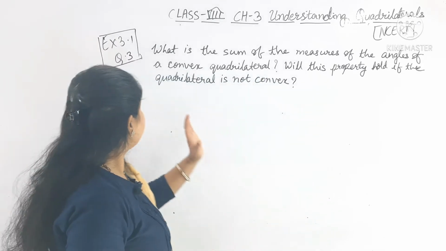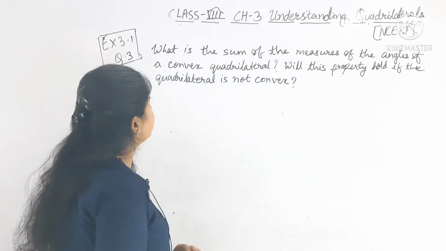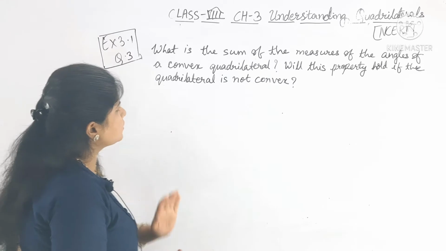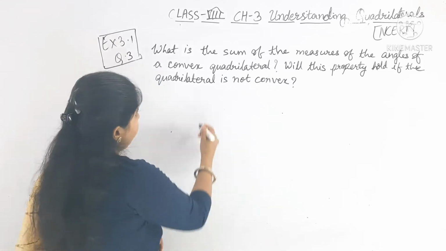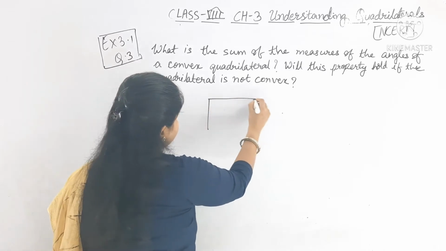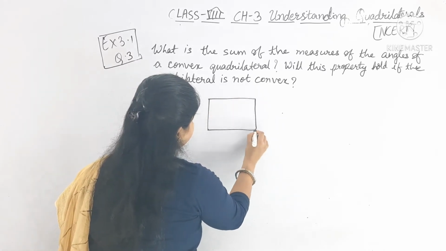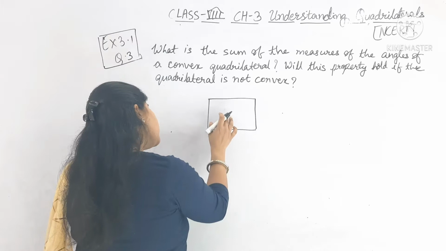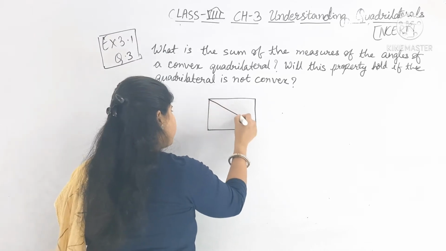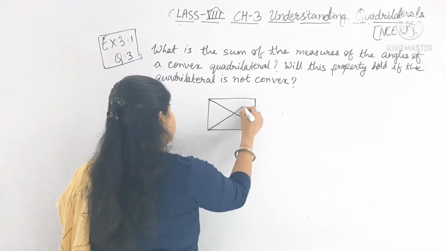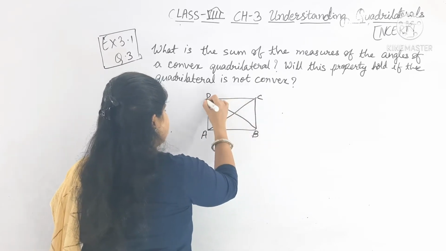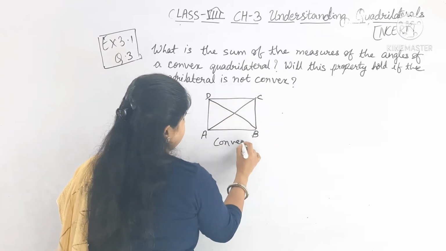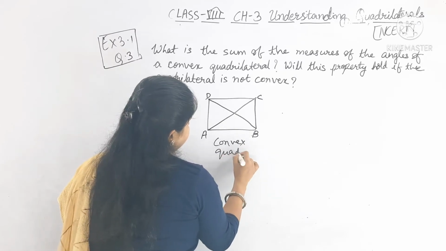Okay students, let's see question number 3 here. What is the question? What is the sum of the measures of the angles of a convex quadrilateral? We should draw the convex quadrilateral like this. Quadrilateral means 4 sides and convex means diagonals should be in the interior. So this is A, B, C, D. This is a convex quadrilateral.